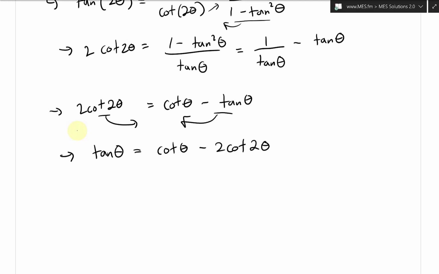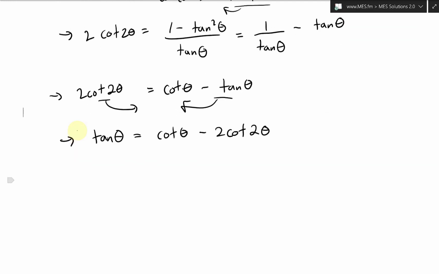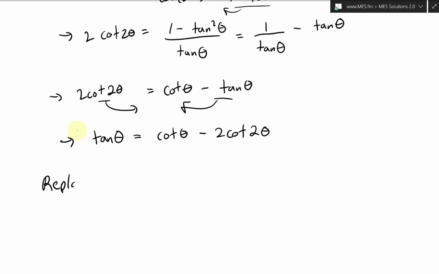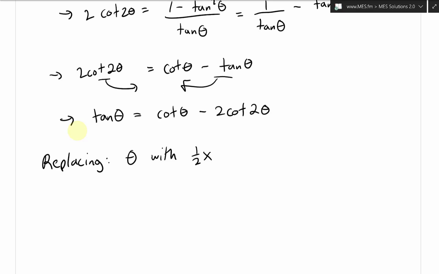And now what we'll do is replace theta with 1/2 x, and we will get our identity. So we get tan 1/2 x equals cotangent 1/2 x minus 2 times cotangent, and the 2 times 1/2 x is just going to be x, like that.